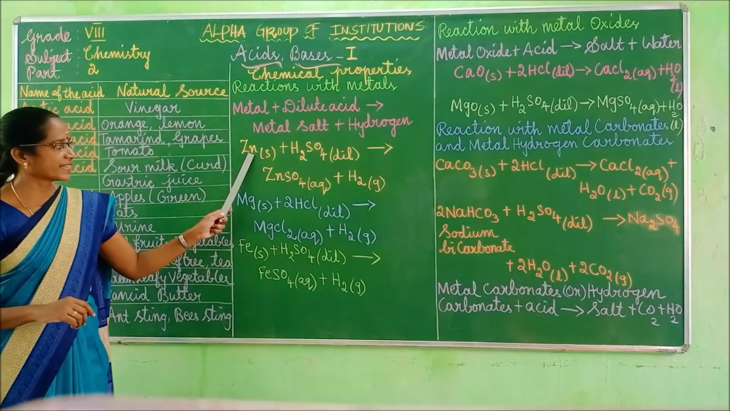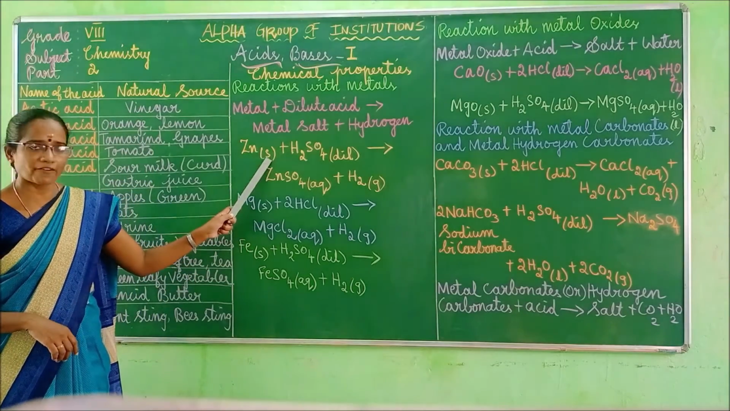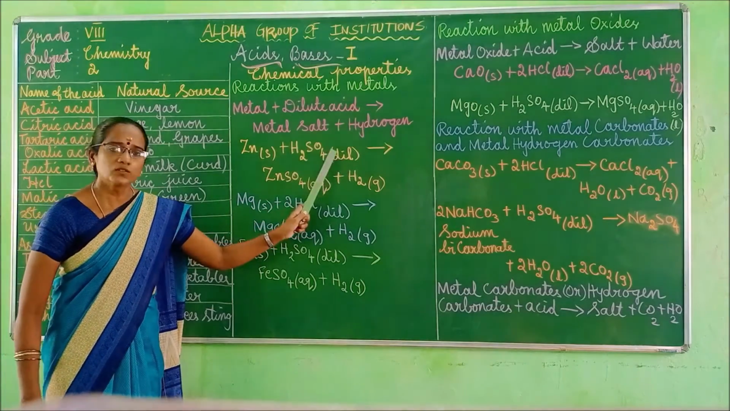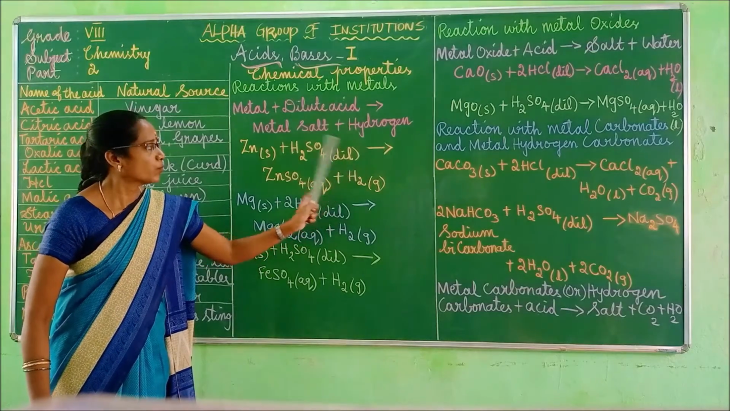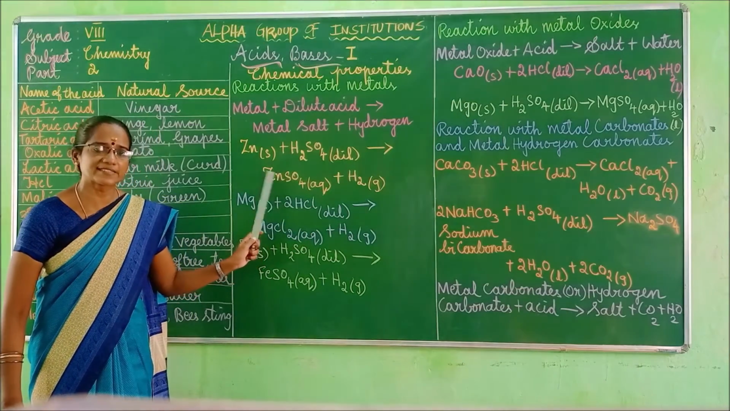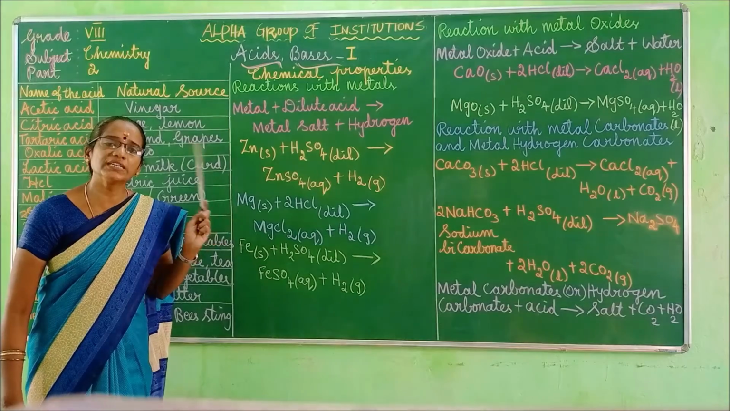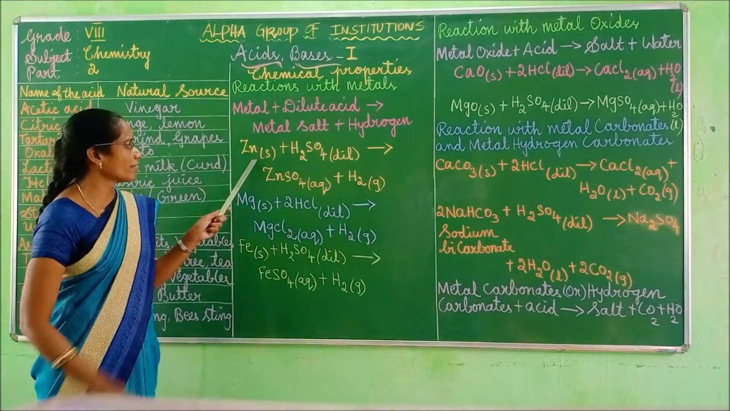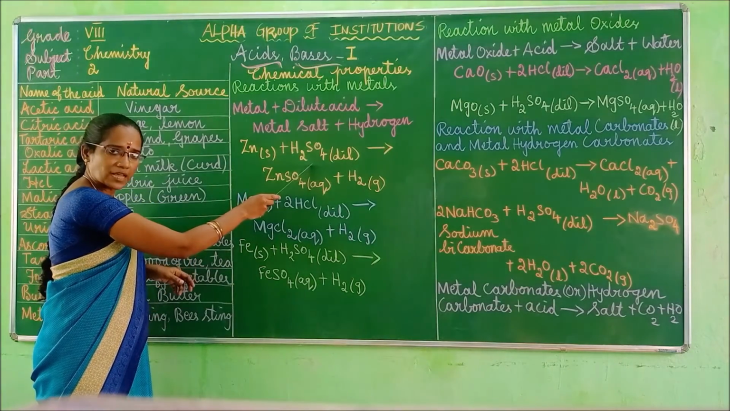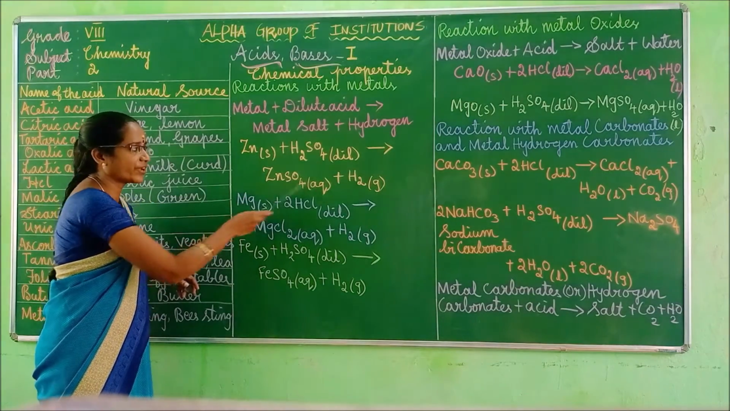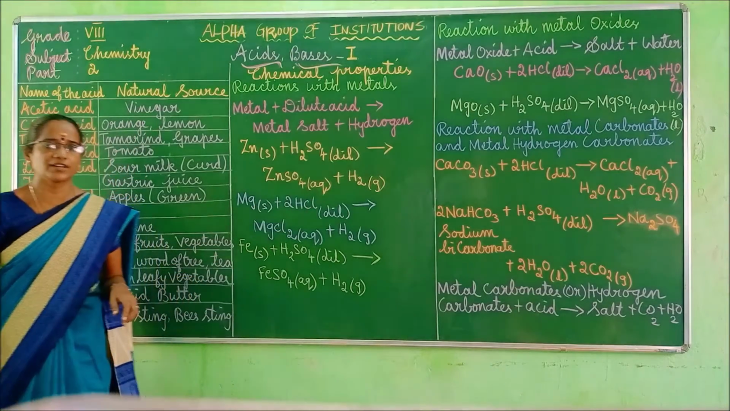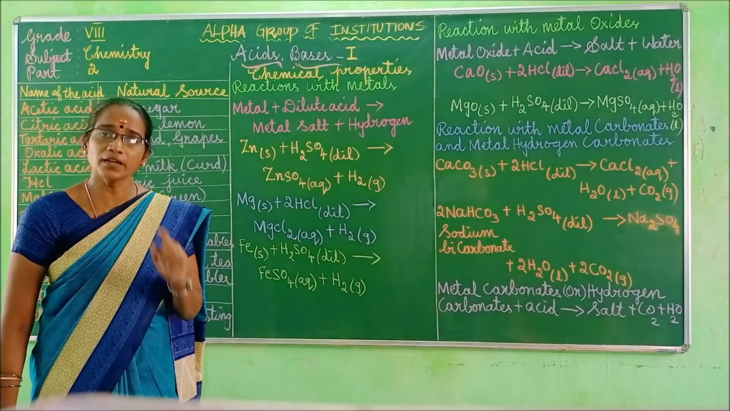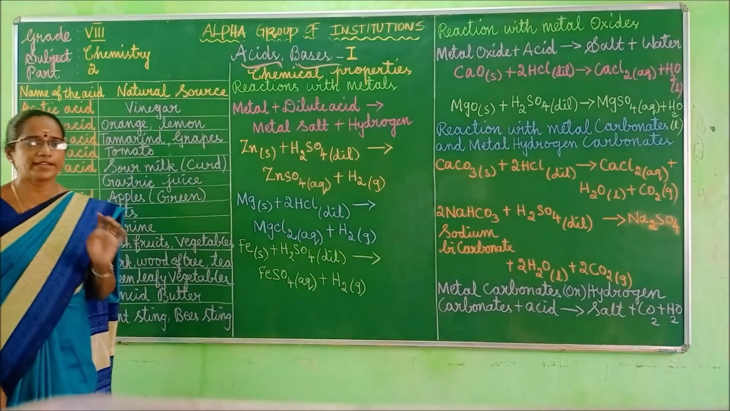So zinc is a solid, so I have put s here. Plus H2SO4, which is in the diluted form, so you have to mention dil. Both react to form a salt, zinc sulfate. You have to mention each and every compound name while writing the equation: here zinc, here sulfuric acid, here zinc sulfate, and here hydrogen. The compound name is very important, and you should also mention the physical state. Then only will you get full marks.